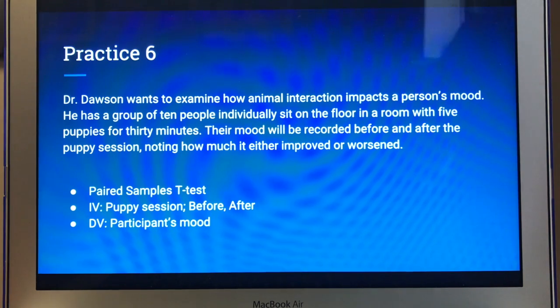Doing the same thing, we're going to look at our independent variable, which is going to be the puppy session, and it's got 2 levels, being before and after. The dependent variable, of course, is the participant's mood. With this one, we go through all the same levels as we did: only one independent variable, so it's not a factorial ANOVA. We've got 2 levels or less, so it's not going to be any other kind of ANOVA, and we're left with only t-tests.